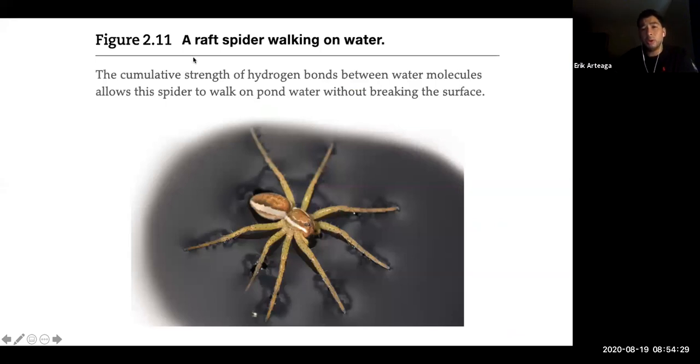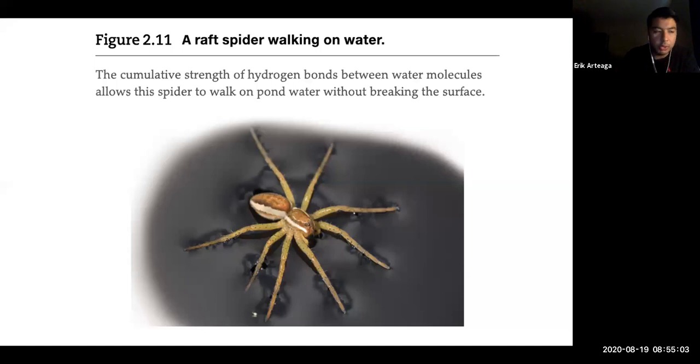So a raft spider walking on water: the cumulative strength of hydrogen bonds between water molecules allows the spider to walk on pond water without breaking the surface, okay? So those hydrogen bonds are exploited by other types of biological systems as well, such as a spider. Certain types of flies, I think a dragonfly can also perform this, but certain animals can definitely float on the top of the water without breaking the water surface. So they can stay dry even, okay?